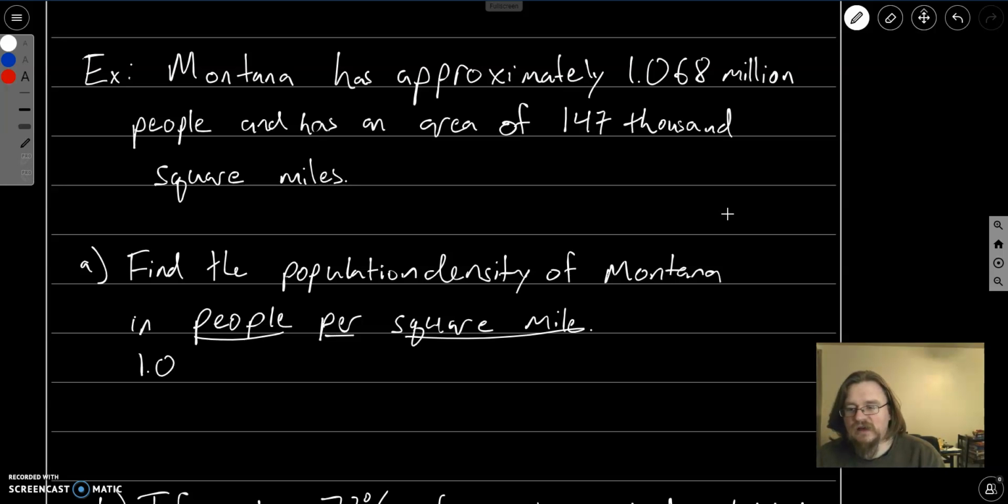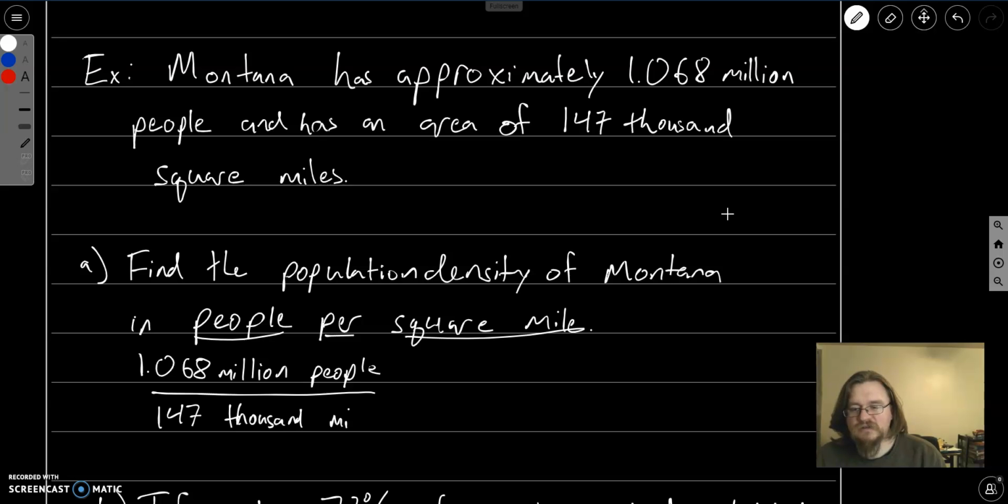So we have 1.068 million people divided by 147,000 square miles. So miles squared. Right away we'll see that we have the words millions and thousands in here, and there's a couple of different ways to deal with this, but I am going to do this in the following way. Because Desmos can handle big numbers, I'm just going to turn these into numbers directly.